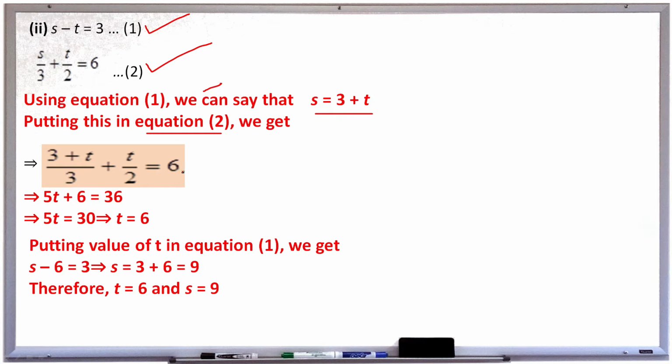Putting this value in equation number 2, we get (3 plus t) by 3 plus t by 2 is equal to 6. So solving, you will get 5t plus 6 is equal to 36. From this we can get 5t is equal to 30. That means t is equal to 6. Putting the value of t in equation number 1, we get s minus 6 is equal to 3. So s is equal to 3 plus 6, which is equal to 9. So we are getting two values, t is equal to 6 and s is equal to 9.